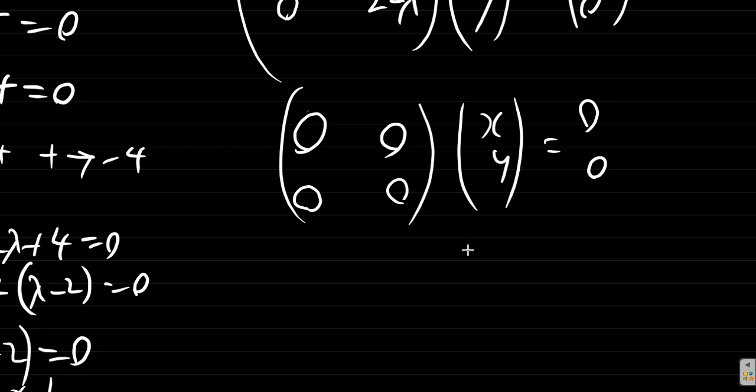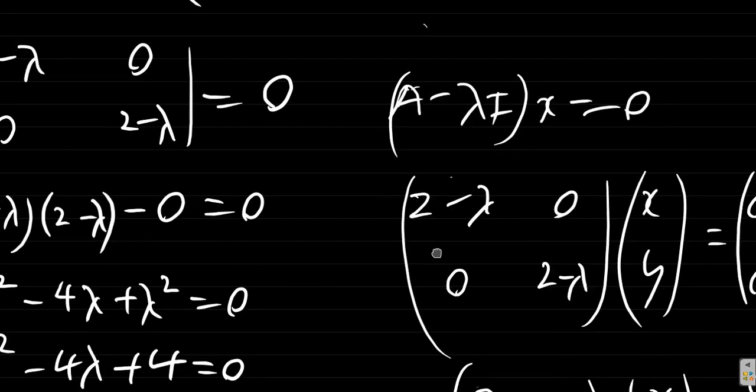Now, you can say that x is the same as y. But you don't really have a definite value, because even if x and y are different, 0 times x plus 0 times y is still 0. Right? So there is no definitive value. But if you do make x and y equal to 1, it would work out just the same.